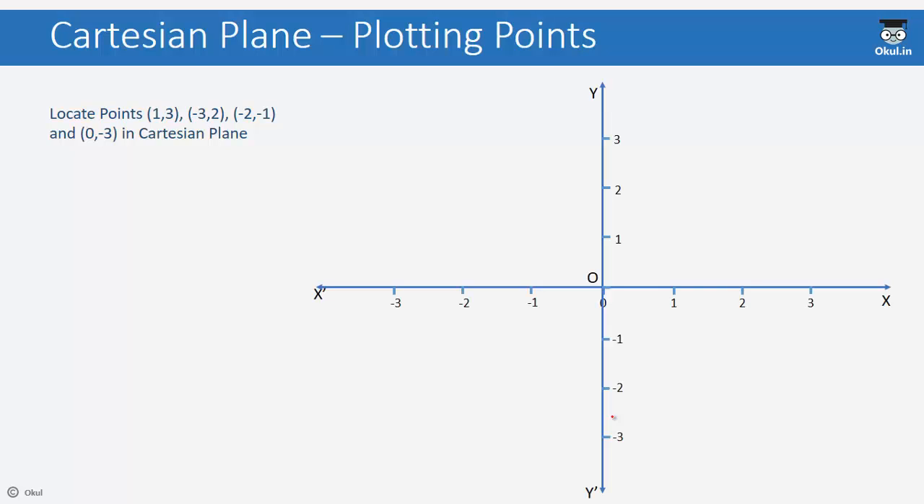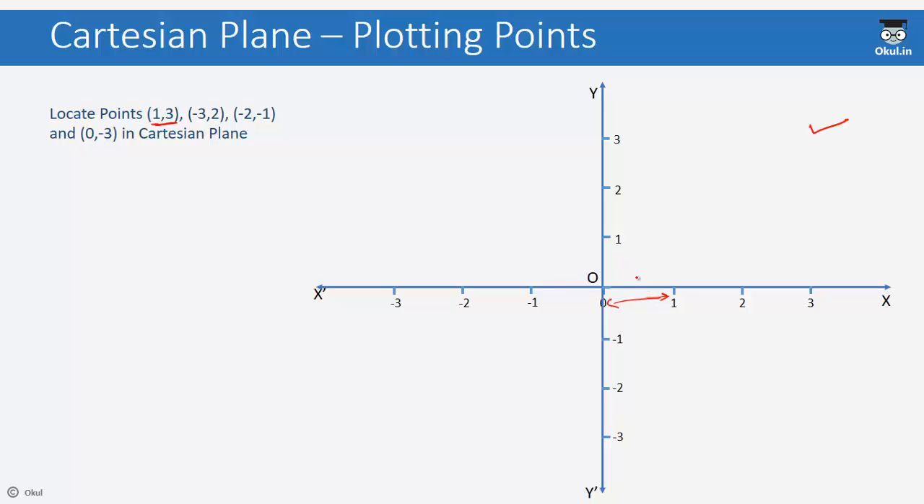We have this Cartesian plane and we have to locate (1, 3) in this Cartesian plane. Since both 1 and 3 are positive, they must lie in quadrant 1. Now, as we have learned, abscissa is the distance travelled along the x-axis. So, the distance that we travel along the x-axis is 1 unit. I have to travel 1 unit along the x-axis.